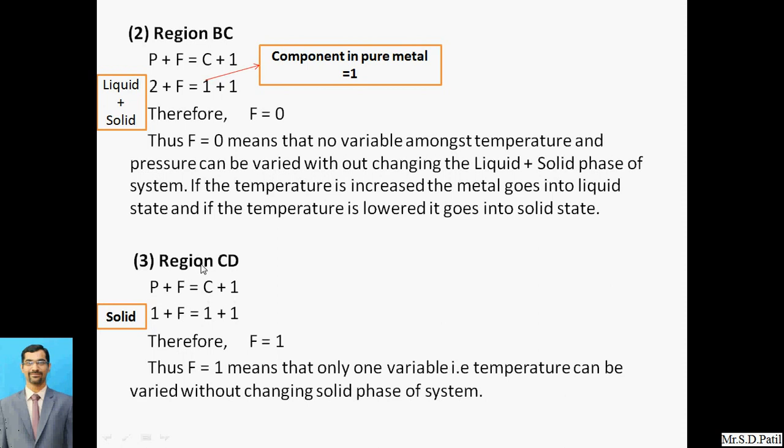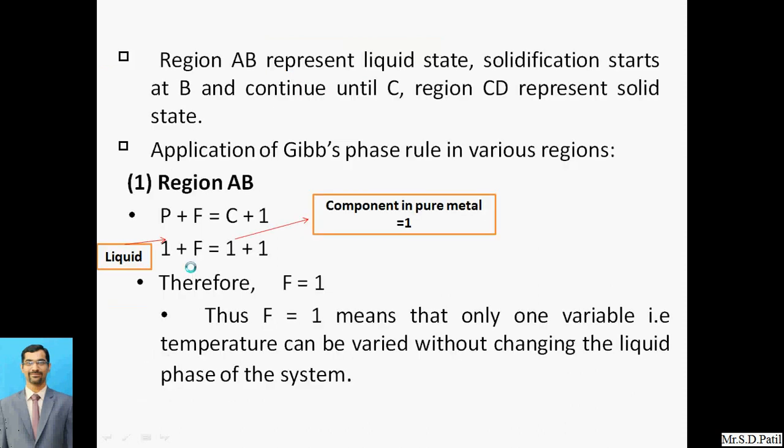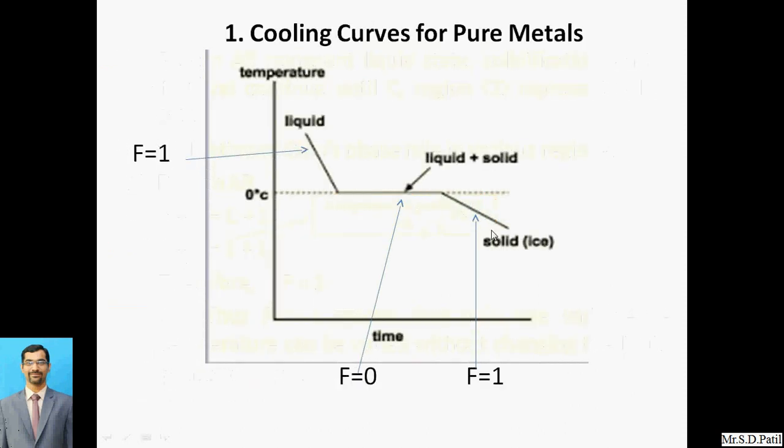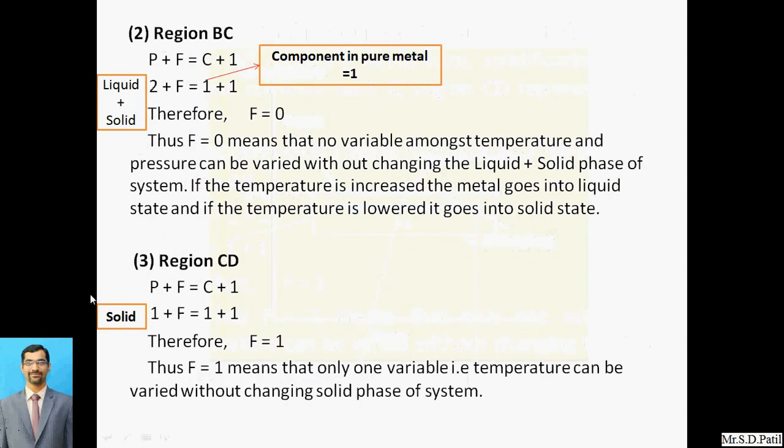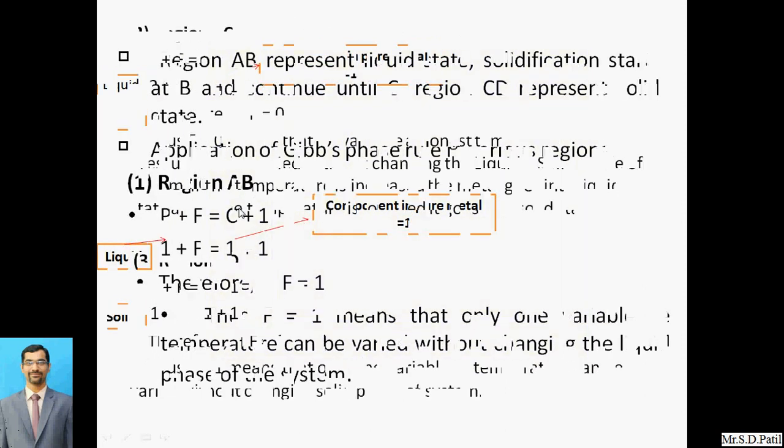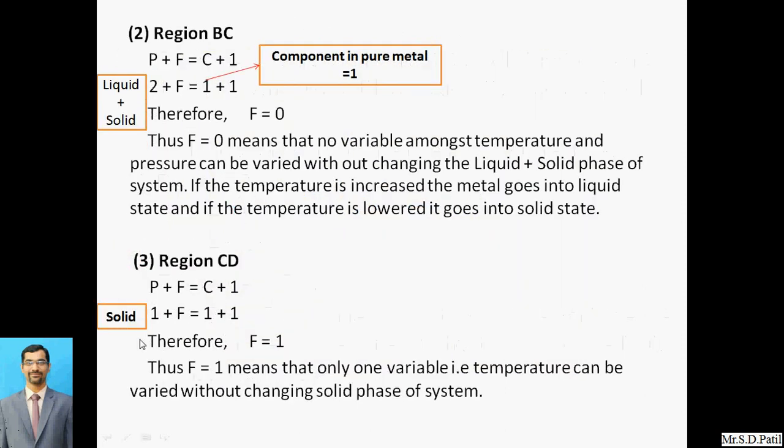Now in the region CD, 1 plus F is equal to 1 plus 1. Here in the region CD, only one state is there, that is only solid. Similarly to AB, in CD the phase is only solid, and that's why the degree of freedom is 1. Only the temperature is varying, that is, the temperature is dropping in that particular phase, and that's why the temperature is the only single variable without changing the solid phase of the system.